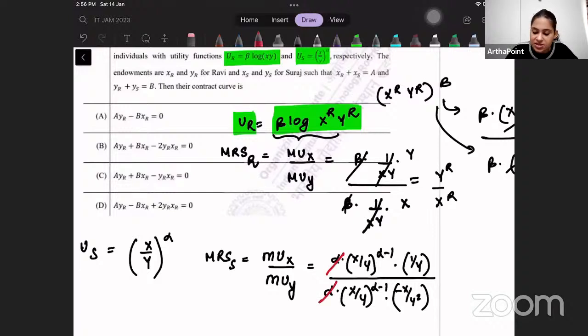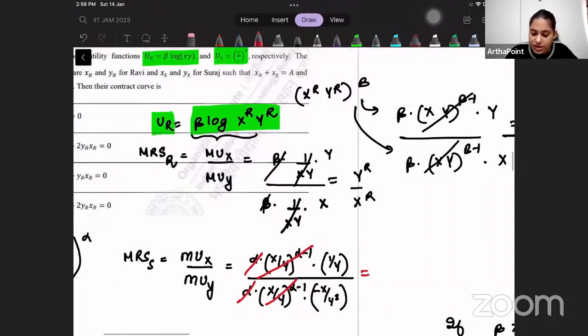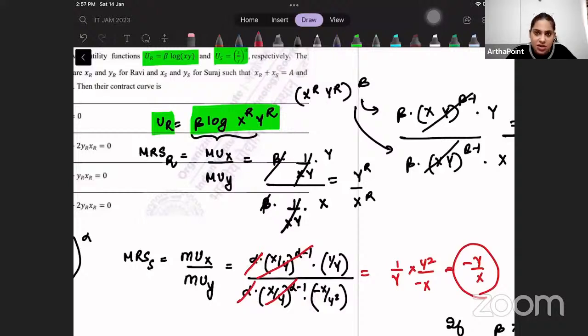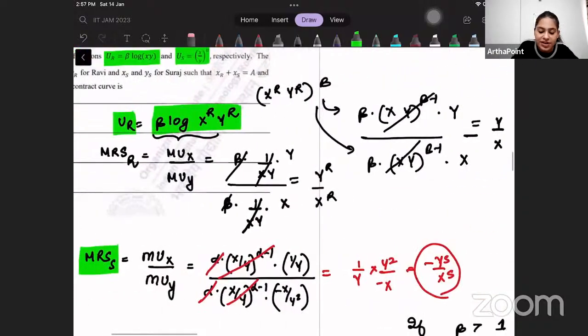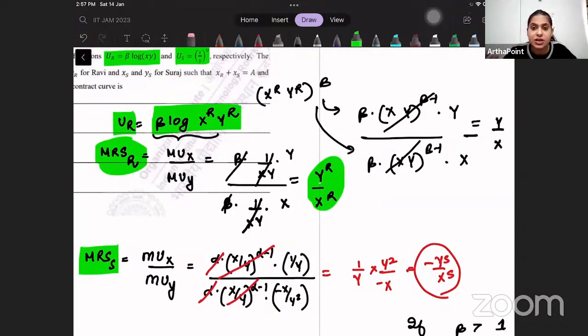This will get cancelled, cancelled, cancelled. So you will get 1 by Y into Y square by minus X. So you will get minus Y by X. Again, I am saying, make sure that you write S everywhere here. This is the MRS of individual S. This is the MRS of individual R. If you don't write this correctly, then when you equate to find Pareto efficiency, we will be in trouble.